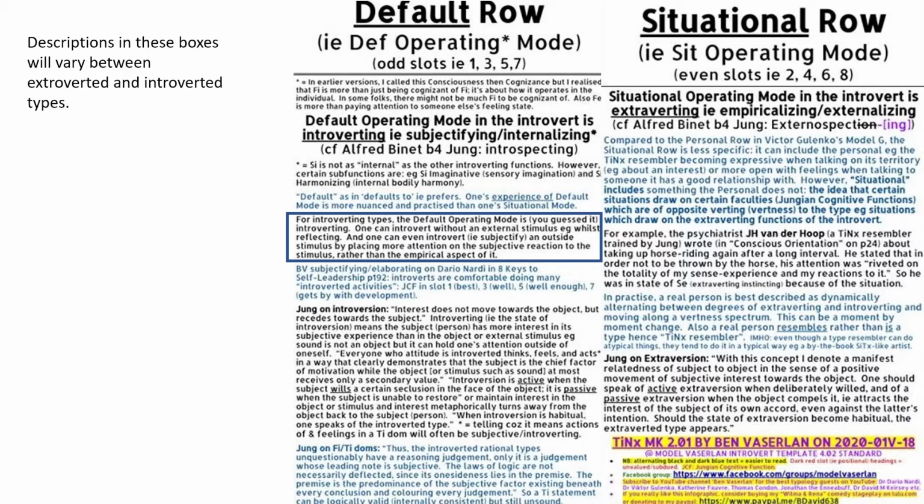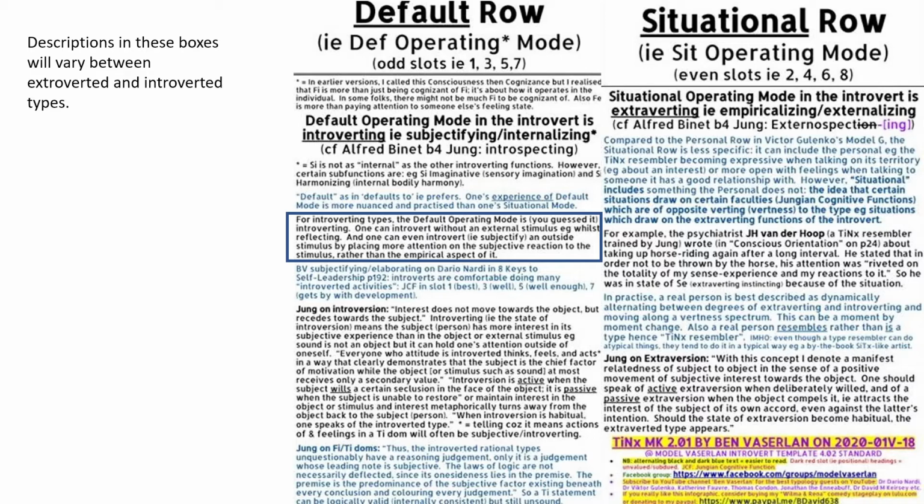And there's Jung's ideas on it. Yeah, subjective versus objective. I won't bother going through that. Yeah, not much to say about that really. I think it's all good. And then yeah, situational. So certain situations draw on certain faculties which are opposite verting to the type, e.g. situations which draw on the extroverting functions.